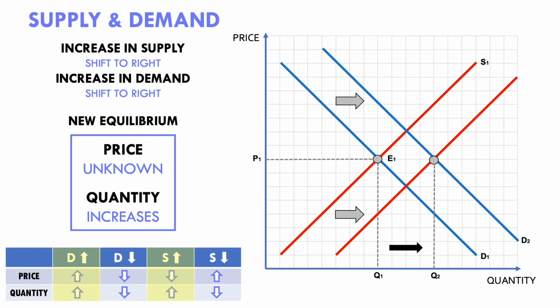So if we have an increase in supply at the same time as we have an increase in demand, it would cause our quantity to increase, but it would cause our price to be unknown. It would be an unknown change to the price.